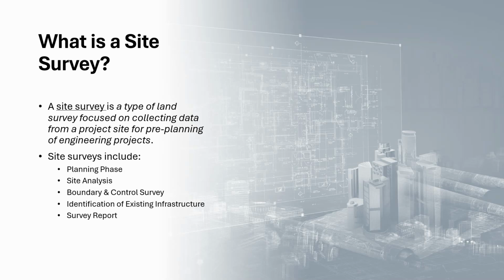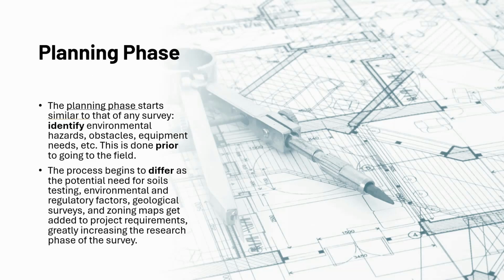Some of those parts, in general terms, are going to be a planning phase, a site analysis, a boundary and control survey, a phase of identification of existing infrastructure, and then finally a survey report. So let's talk about each of those a little bit more. First off, we have our planning phase. That's going to be the beginning of any site survey, and it's going to feel very similar to other surveys that we've done in the past.